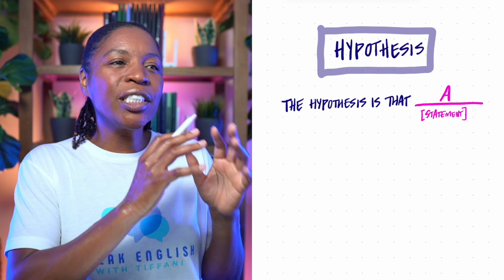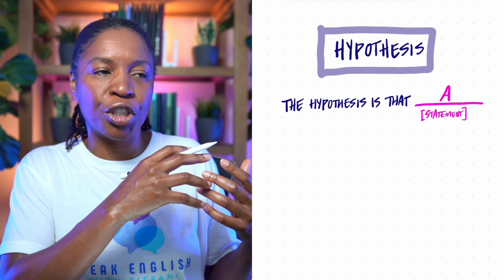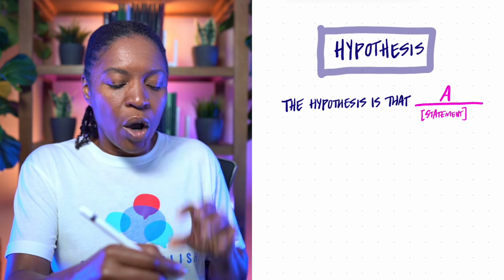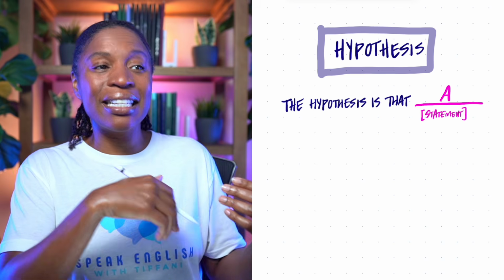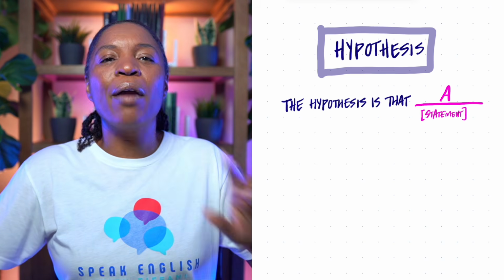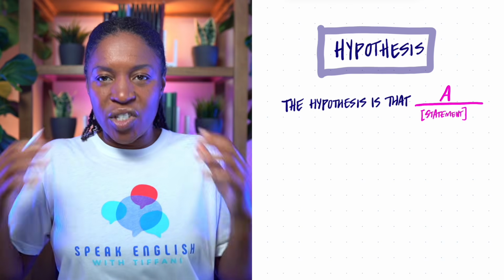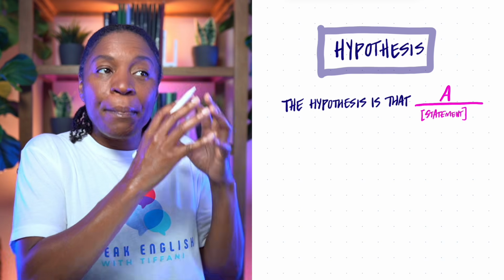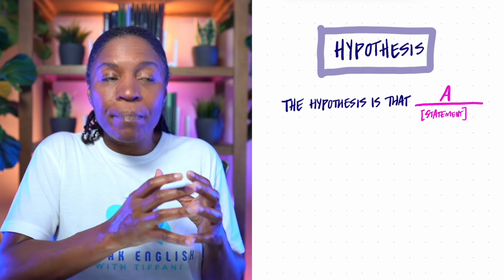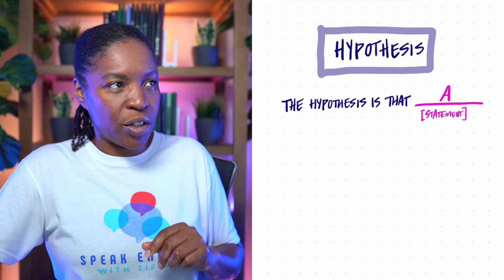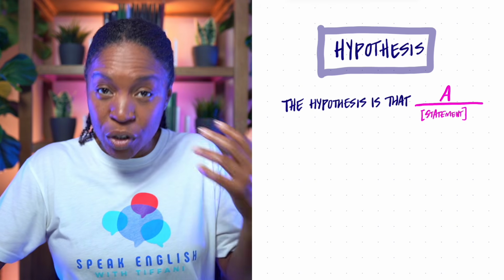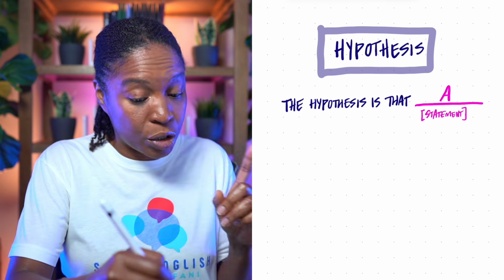All right, now let's look at this simple sentence structure using this term. We have: The hypothesis is that, and then one blank, one space, letter A, being the statement. So once again, the hypothesis is that, and then we insert a statement. So let's look at 3 examples using this example sentence structure.